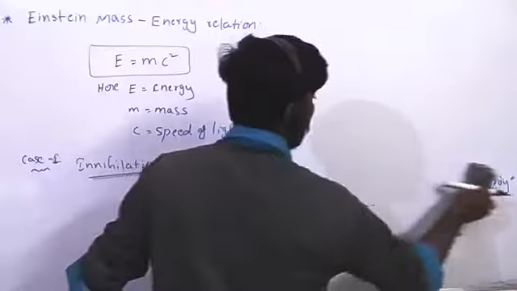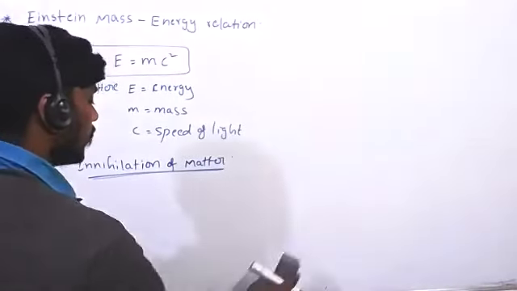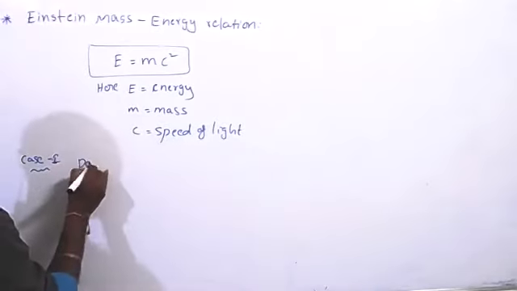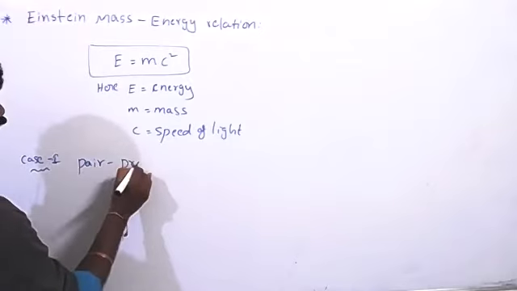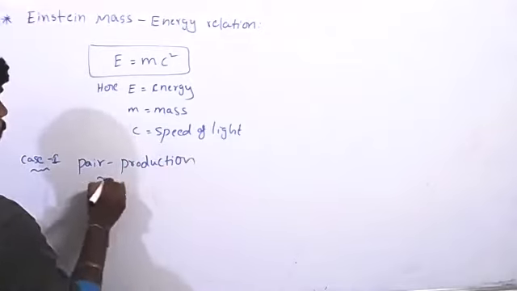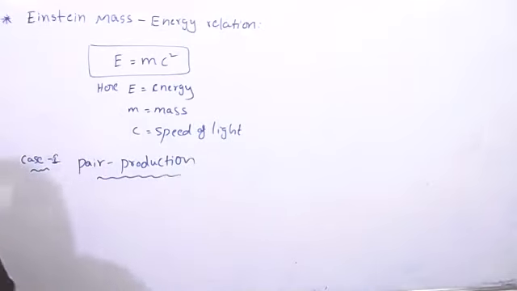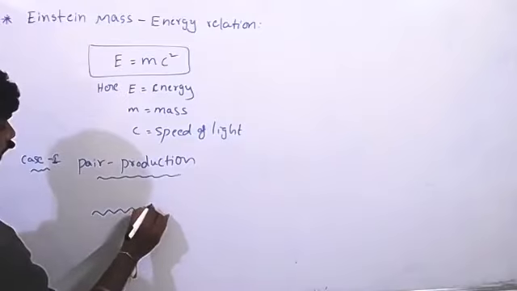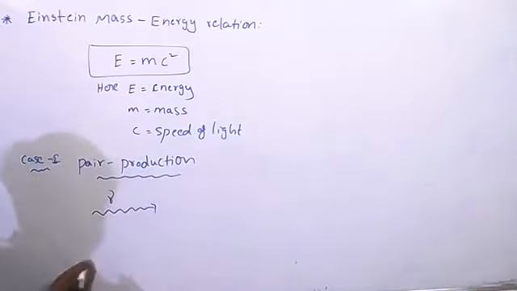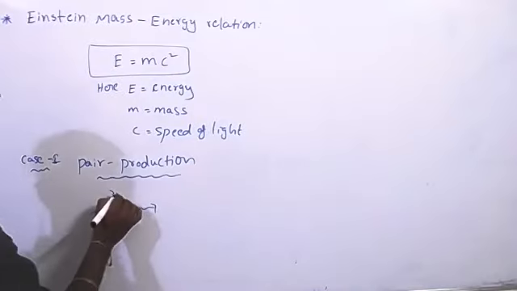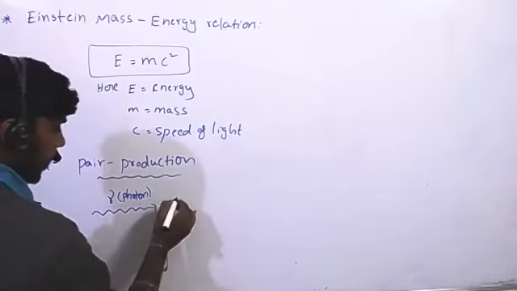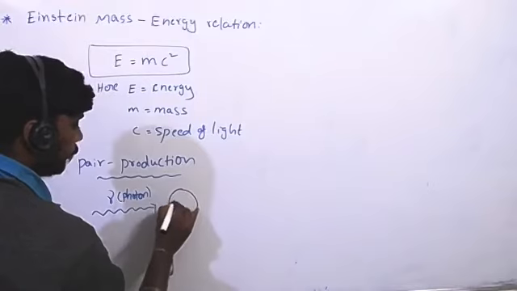Second process, see. Now mass converts into energy. Now how will energy convert into mass? That is pair production. So in pair production, what will happen? A gamma ray, gamma energy. This energy is gamma rays. It is nothing but photon energy, no? So the photon will combine with the nucleus.